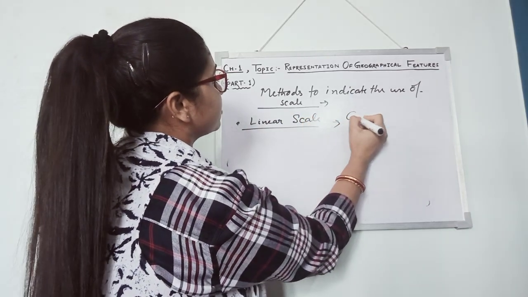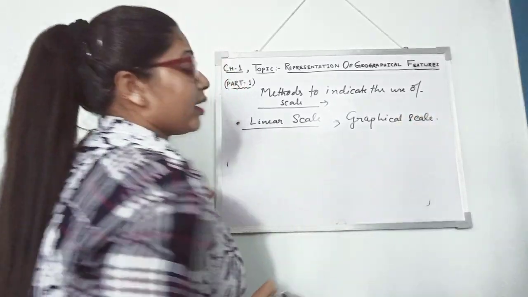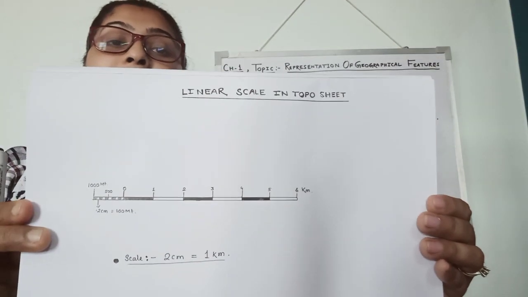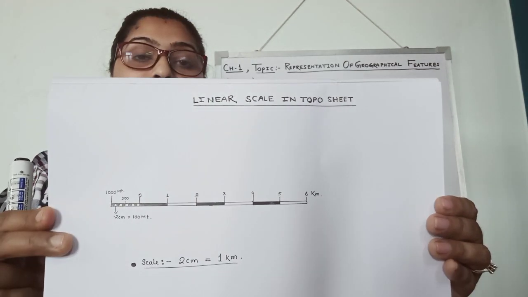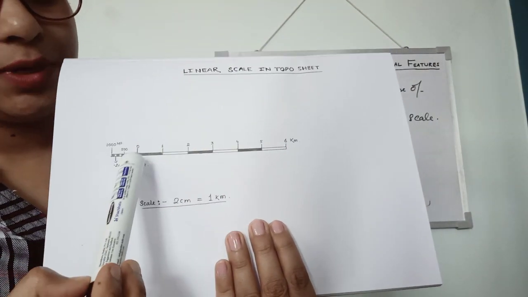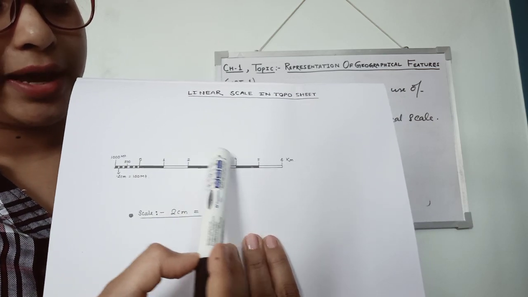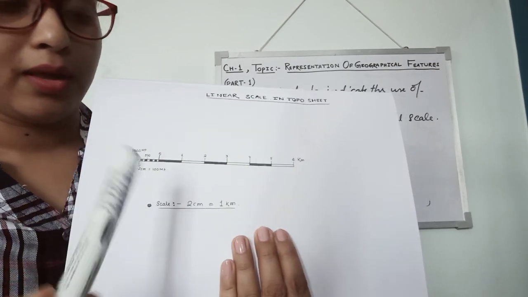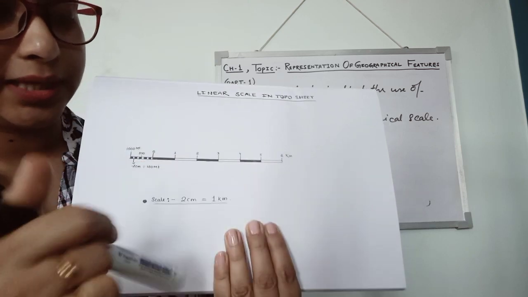It is also known as graphical or graphic scale. Okay, so what is a linear scale, student? See here, I have already drawn this linear scale. Here I have taken 14 centimeters. In that 14 centimeters, first here 0, and then every 2 centimeters I have divided equally, total 7 divisions: 1, 2, 3, 4, 5, 6, 7. After this, a total of 6 kilometers I have shown.